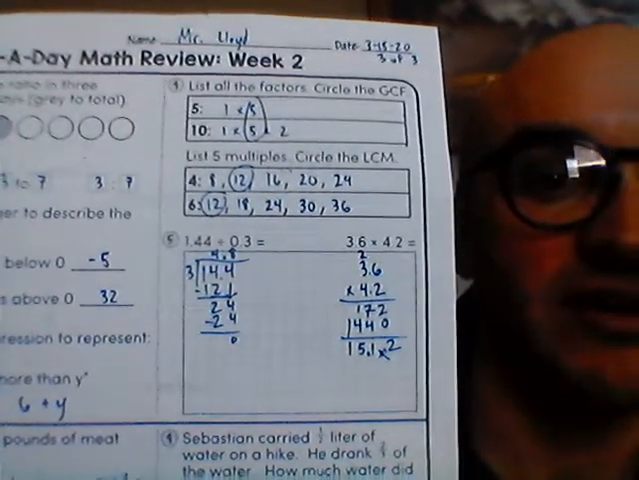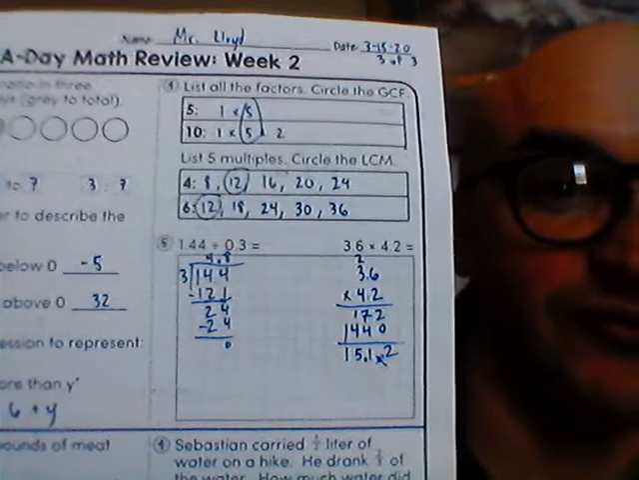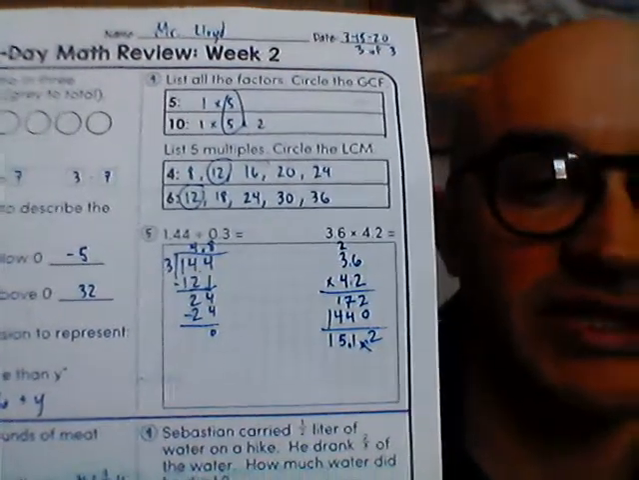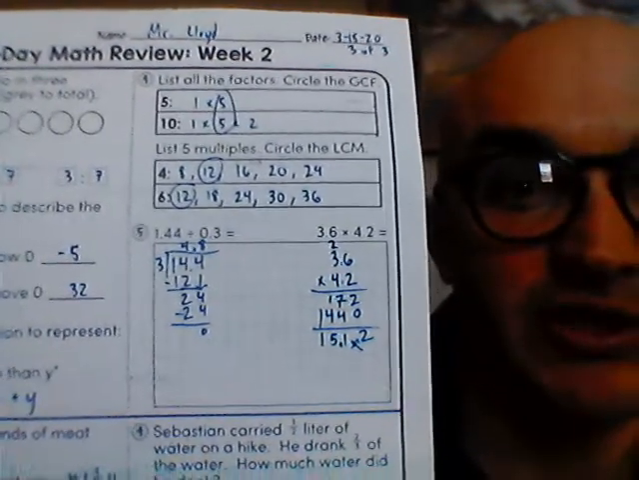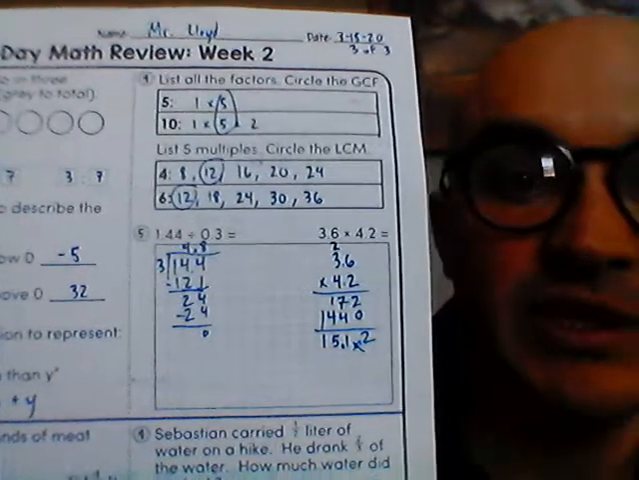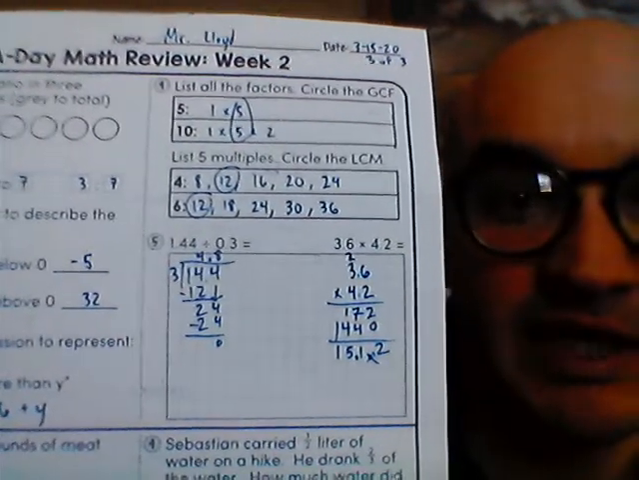So number 4, list all the factors. For 5, it's just 1 times 5. For 10, it's 1 times 5 times 2. Circle the greatest common factor, it's 5. That's it. The next one is multiples.